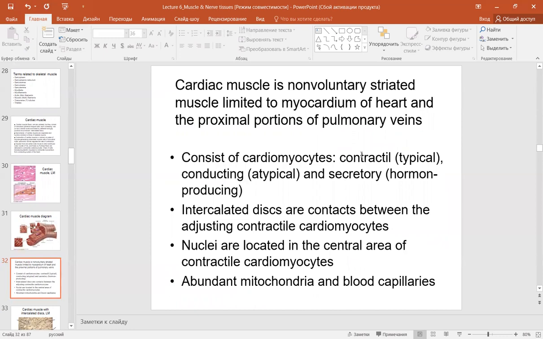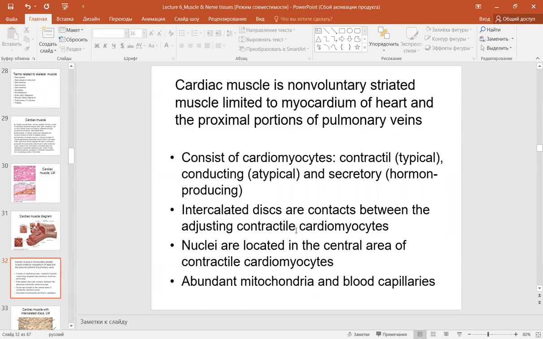Cardiac muscle is non-voluntary striated muscle limited to the myocardium of the heart and the proximal portions of the pulmonary veins. It consists of cardiomyocytes: contractile or typical, conducting or atypical, and secretory or hormone producing. Intercalated discs form contacts between the adjoining contractile cardiomyocytes. Nuclei are located in the central area of the contractile cardiomyocytes.